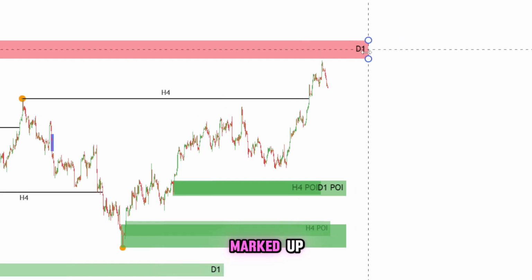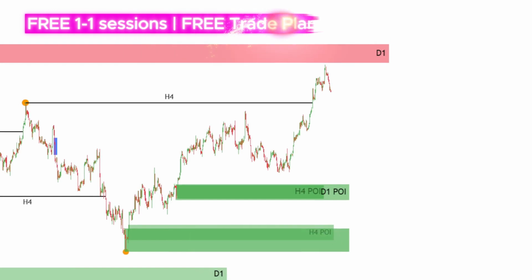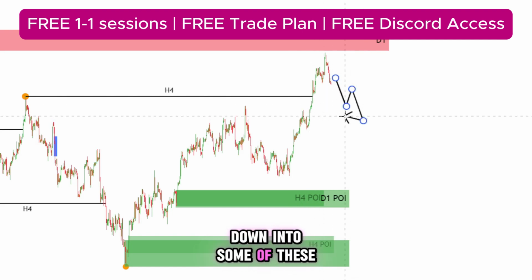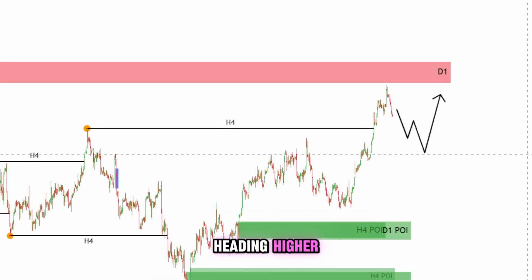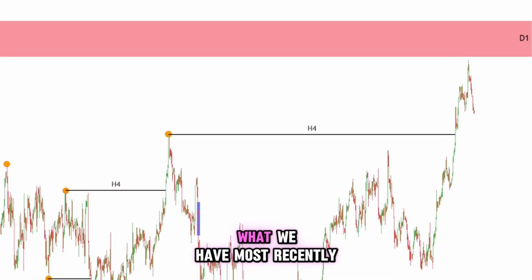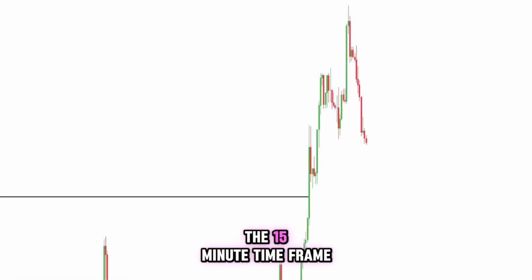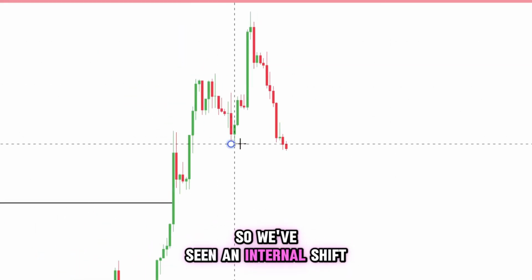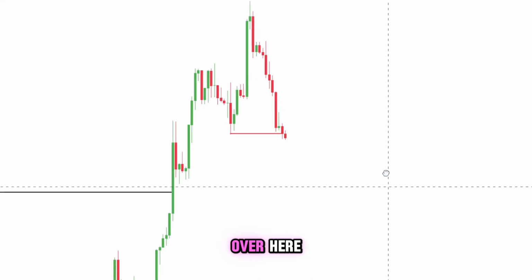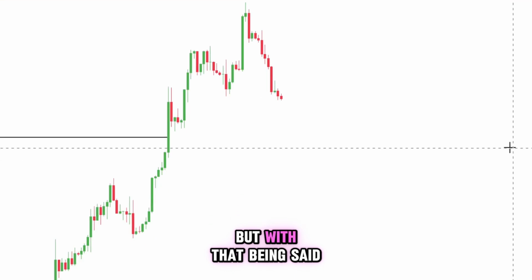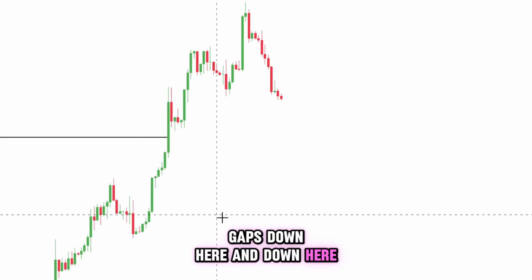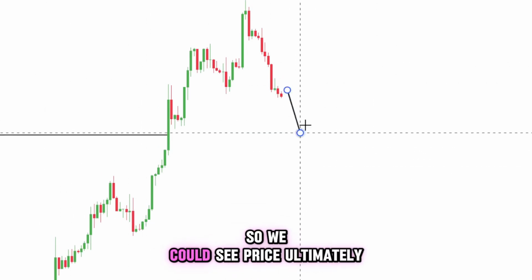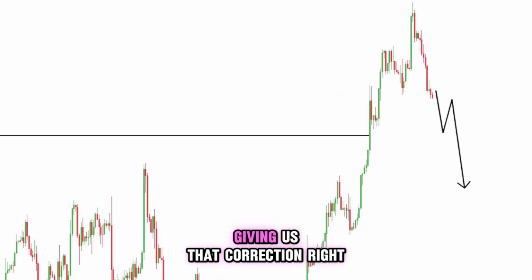I had this daily POI marked up. I suggest people look at my previous videos to understand why. But from here, we could see price head down into some of these fair value gap levels before ultimately heading higher. If we zoom into what we have most recently, the 15-minute time frame has actually broken structure bearish. We've seen an internal shift of structure just over here, but with that being said, we have some fair value gaps down here and down here. So this is the overall narrative. If price were to continue lower, again, we're above an old high, so we could see price ultimately head lower, giving us that correction.